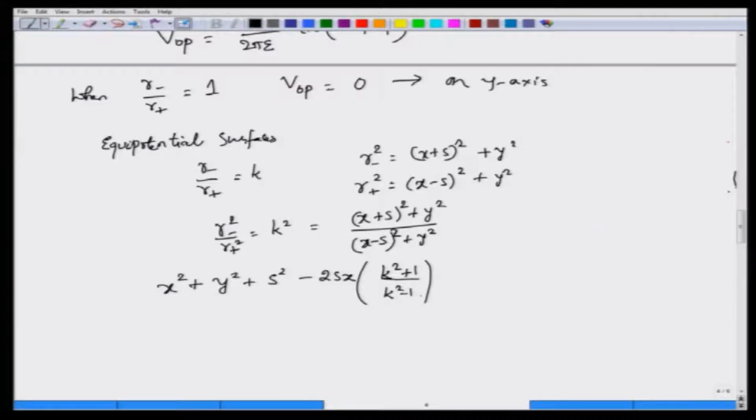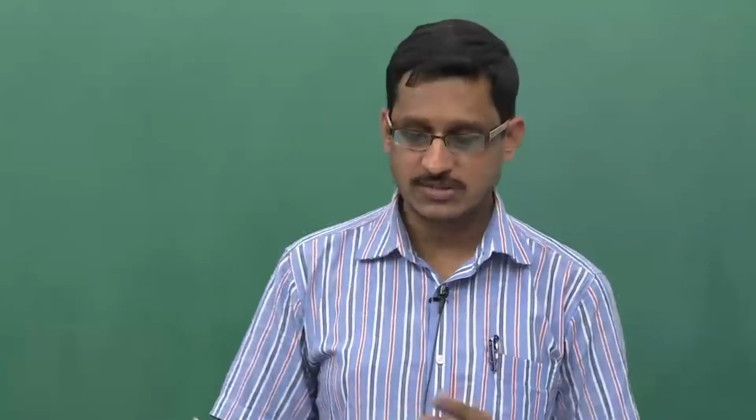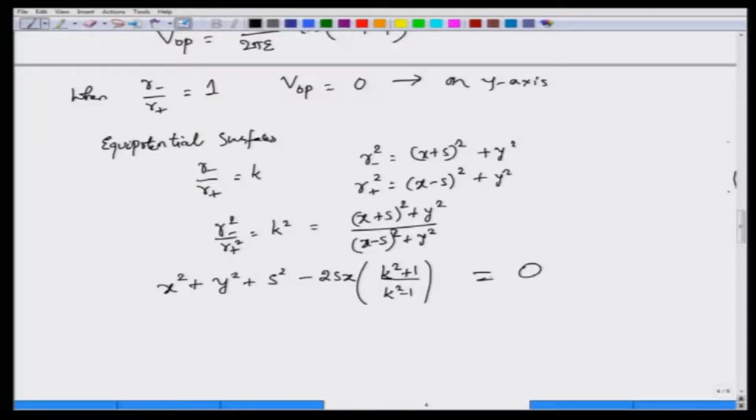Remember, k can be both greater than 1 as well as less than 1. If it is greater than 1, the potentials are positive. If it is less than 1, the potentials are all negative. Okay. So, this equation, which would be equal to 0, is the equation that relates R minus and R plus to the constant value k.